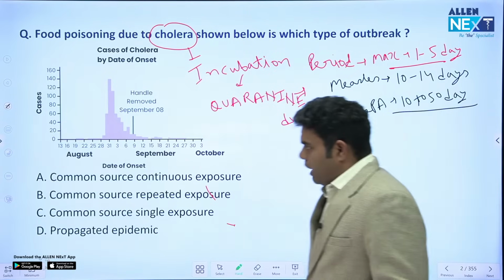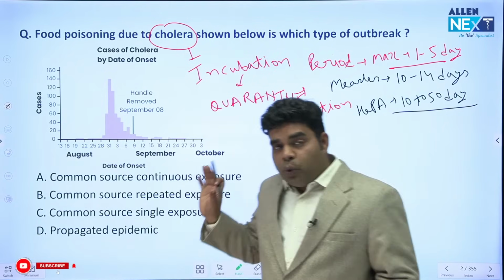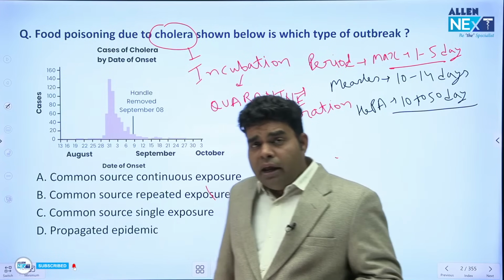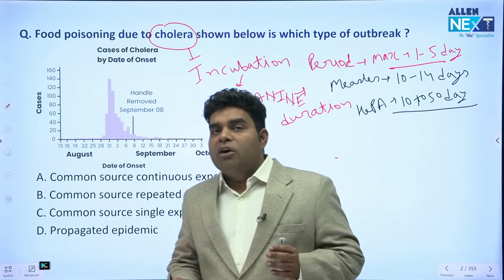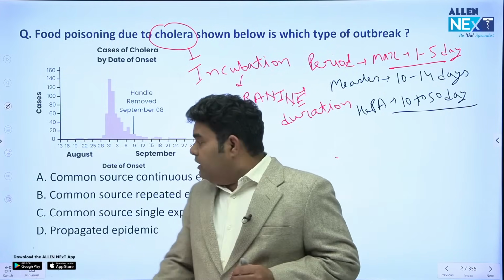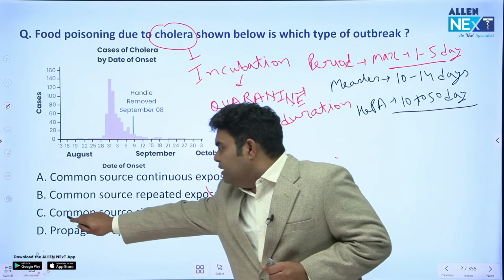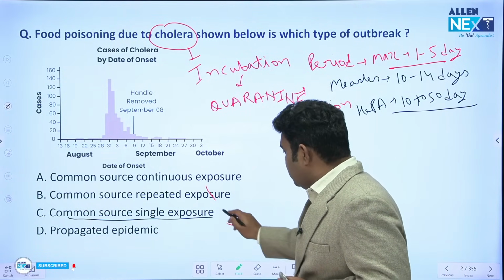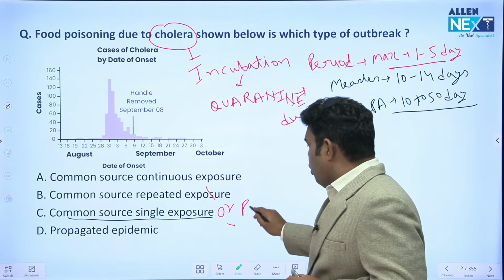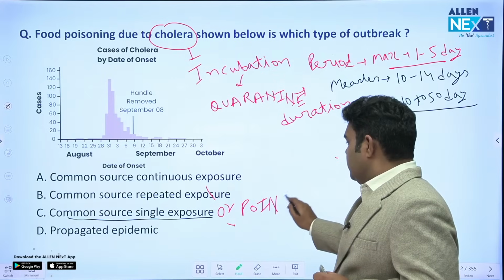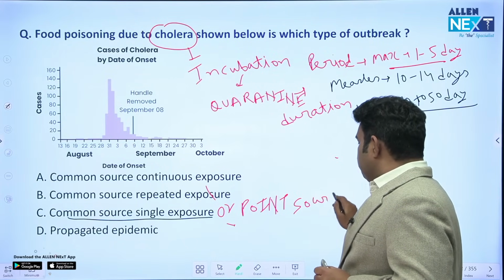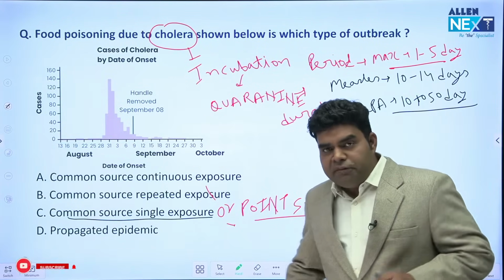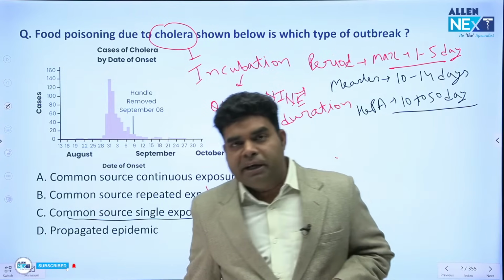Okay, now to identify the plot, if all the cases have occurred within one incubation period, then it is known as common source single exposure, and common source single exposure is also known as point source epidemic. So we call it point source if all cases are within one incubation period.